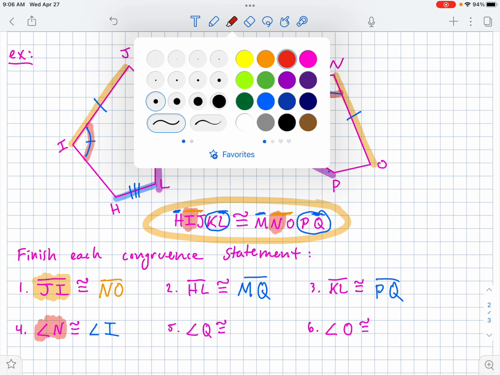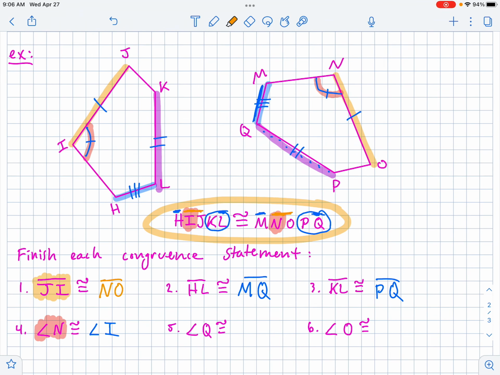Now for angle Q. Let's use another one. Angle Q is this angle right here. I see that it's between the purple and blue side, so I think it's angle L. But once again, confirm that Q is the last letter, L is the last letter, so yes, that works. So we'll put a double mark here, and this is angle L.